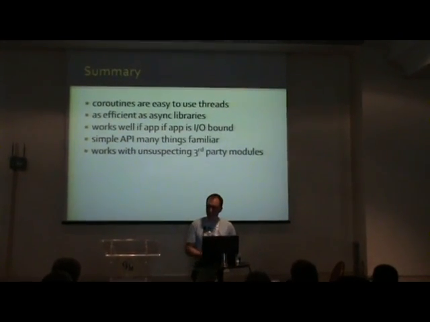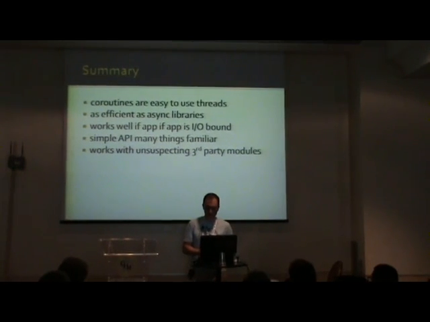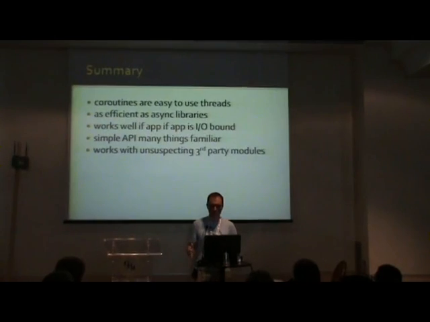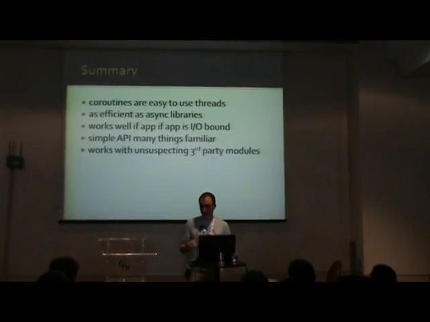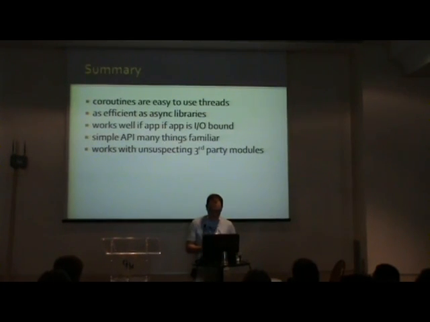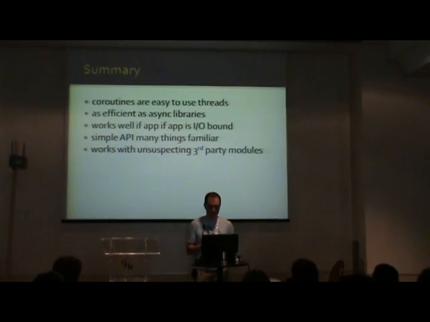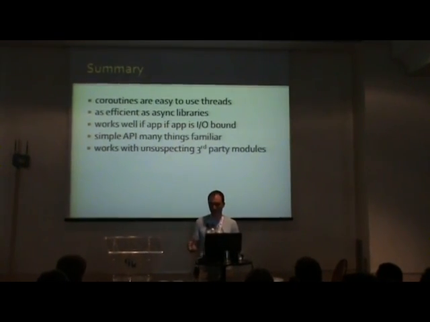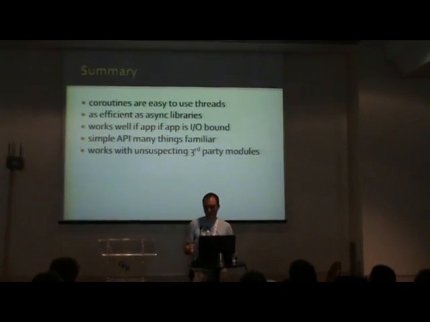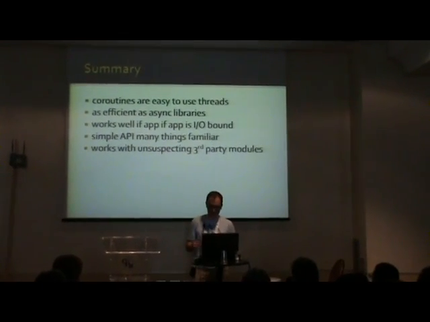So to summarize, coroutines are easy to use, easy to reason about, and could be as efficient as any other non-blocking solution. As with any other non-blocking framework, blocking spoils the application. Gevent tries to build the standard way to do greenlet-based stuff in Python, so it uses all the standard APIs like threading, Queue, all that stuff. And it works with socket modules on top of sockets.